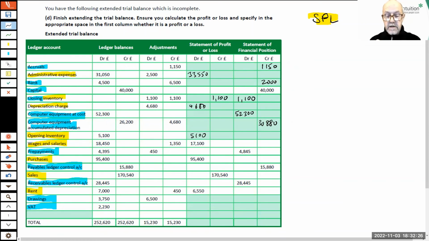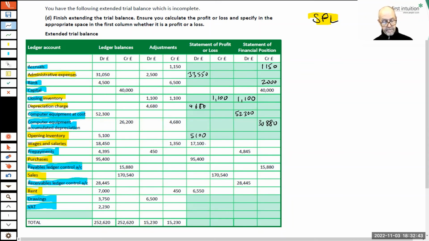Wages and salaries, somebody's done them for us. How kind. As you can see, it's the net figure. We've got a debit and a credit, therefore let's net it off. That's done. These are all done for us, or are they?